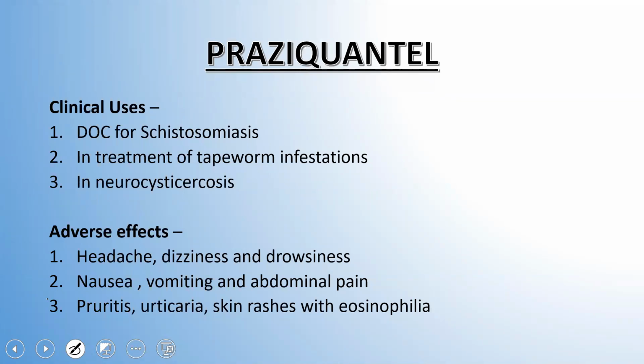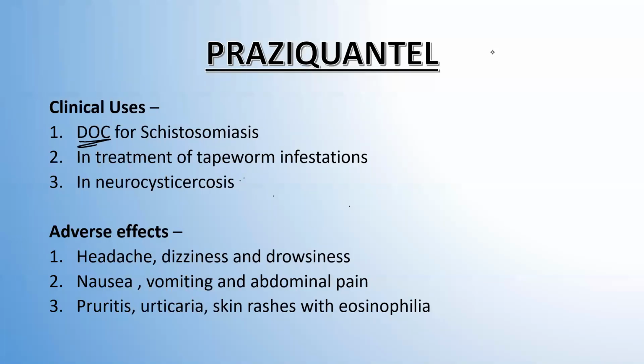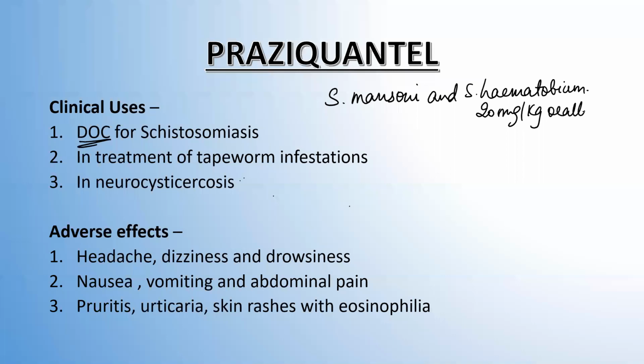It is given in a dose of 20 milligram per kg orally BD. So it is a drug of choice for schistosomiasis, and actually we have four types of parasites that belong to this family, and first is Schistosoma mansoni and Schistosoma haematobium. So for that infestation, we have to give this drug in a dose of 20 milligram per kg orally BD.